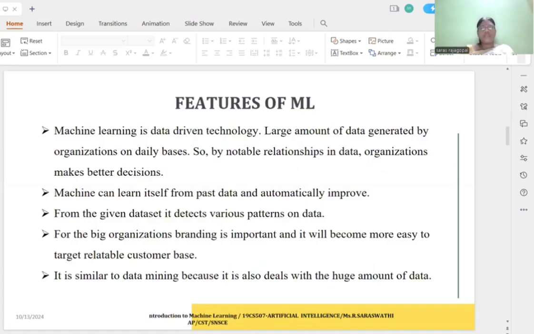Machine learning is mainly based on data-driven technology. Here, a large amount of data is generated by an organization on a daily basis. Machine learning can learn by itself from the past data and automatically improve. From the given dataset, it detects various hidden patterns in the data. For big organizations, branding is important, and it becomes easier to target a relatable customer base. It deals with a huge amount of data.